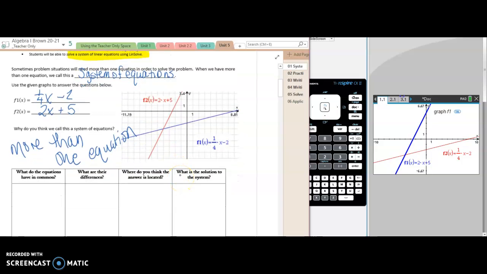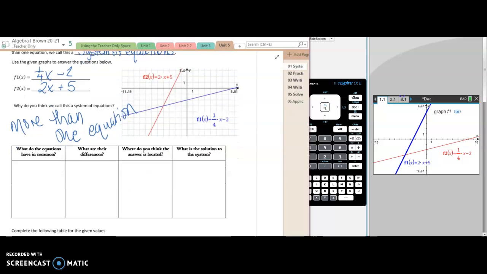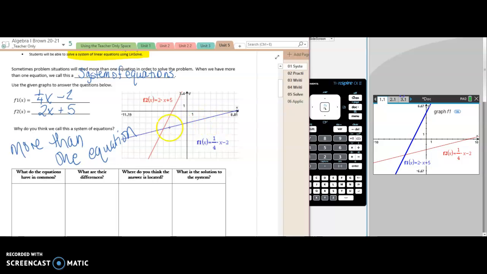Okay. So we have some questions here that we need to answer. What do the equations have in common? Look at those two equations. See what they have in common. What are their differences? Okay, now there's an answer between these two linear equations. Where do you think the answer is located? And what is the solution to the system?